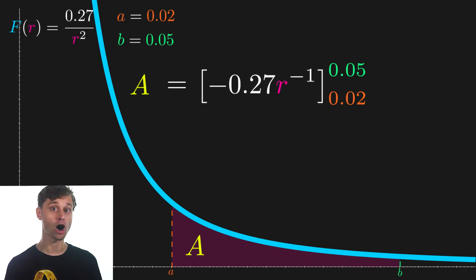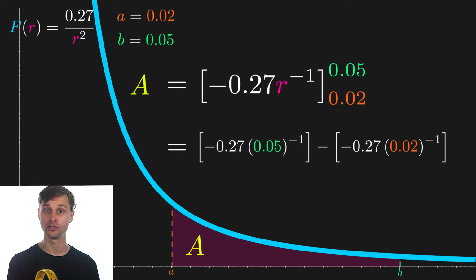Now, when I say evaluated from 0.02 to 0.05, what I want to do is plug those values of r into this new function. And when I do that, I'm going to subtract them from each other. I'm going to find the difference, the final value minus the initial value. If you recall, this is essentially what the fundamental theorem of calculus says we must do. So that means that the area under this curve is simply negative 0.27 times 0.05 to the negative 1 power minus negative 0.27 times 0.02 to the negative 1 power. I'm plugging in 0.05 and 0.02 into the function at 2 different points and subtracting those outputs from each other.